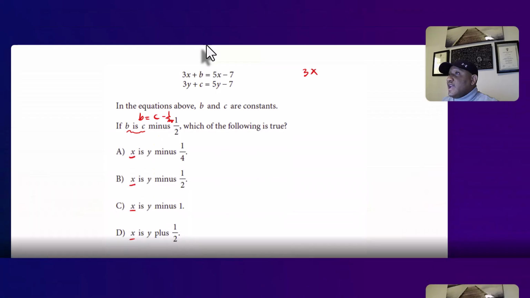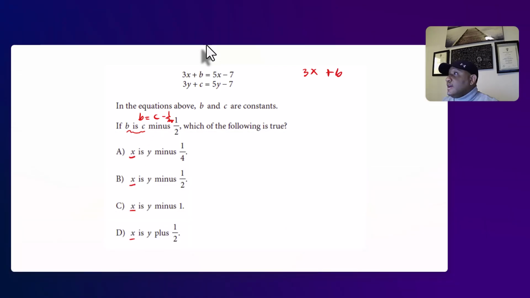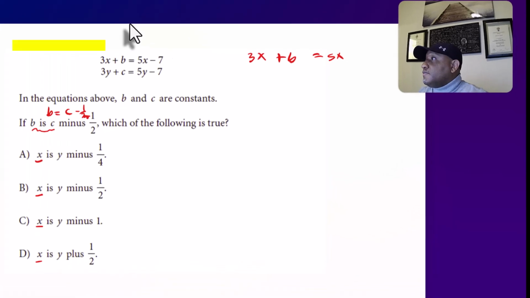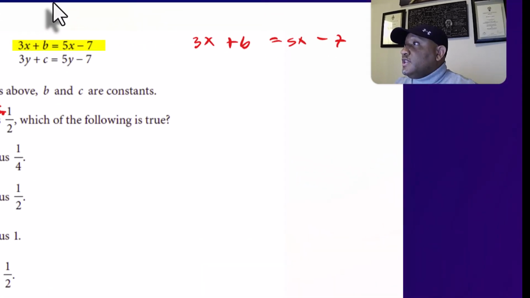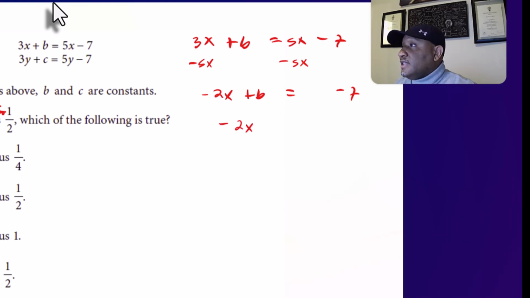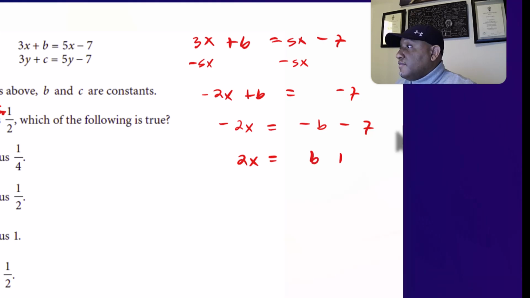For the first one, we got 3x plus b equal to 5x minus 7. What I'm going to do here is solve for x. I'm going to subtract 5x from both sides. I get negative 2x plus b equal to negative 7. Again, I'm going to solve for x. So this is negative 2x equal to minus b minus 7. There's a negative here, so I'm going to divide everything by negative. This is going to be 2x equal to b plus 7.